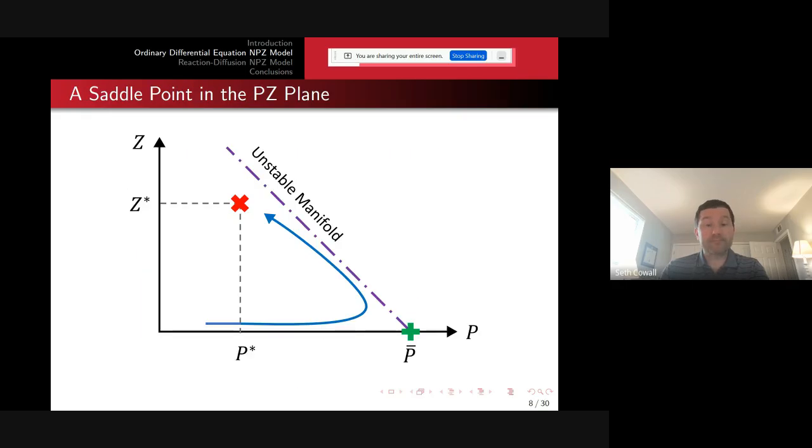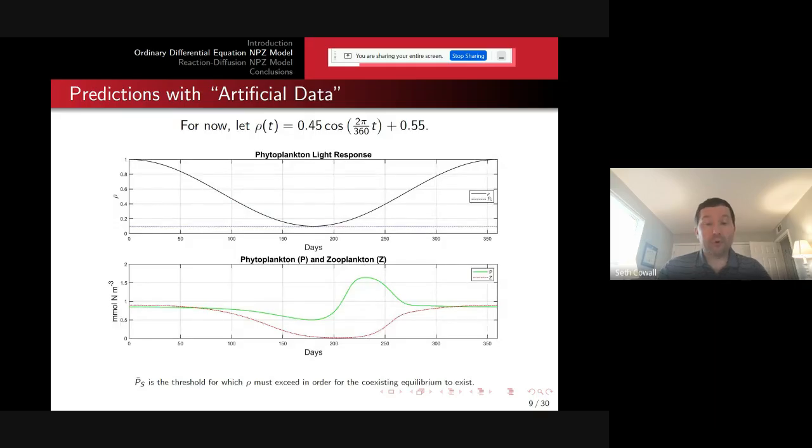Okay. I believe Emmanuel just asked me about the rho. Sorry to disappoint you, Emmanuel, but first we're going to go with a little bit of artificial data, a kind of fake rho. We'll see, once we get to the reaction-diffusion system, that's where we're going to get the full and complete version.